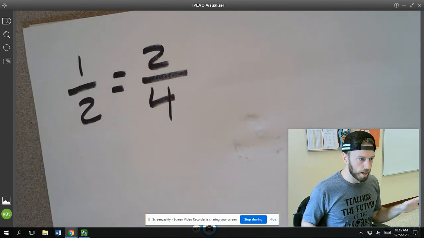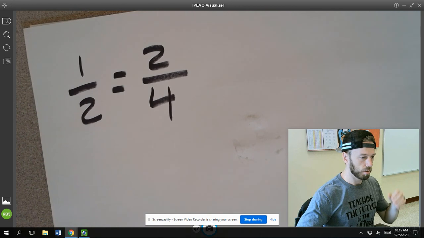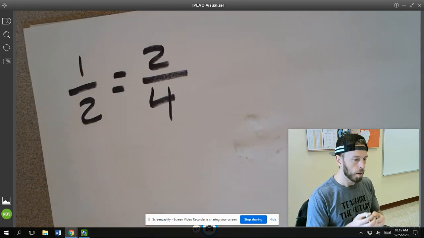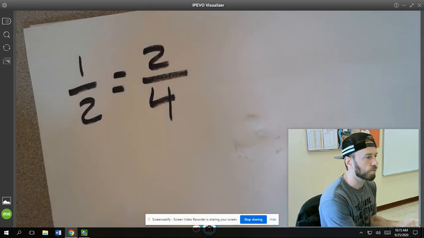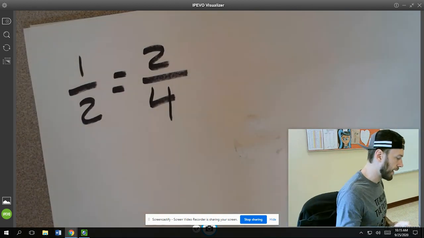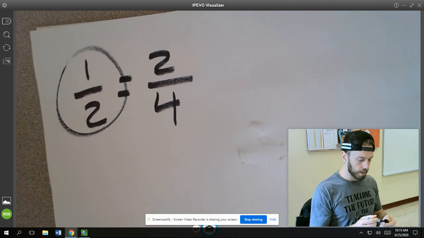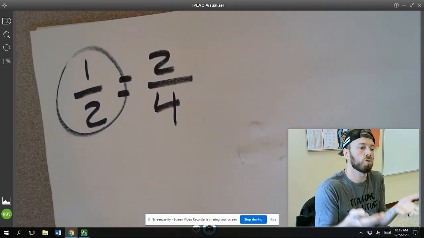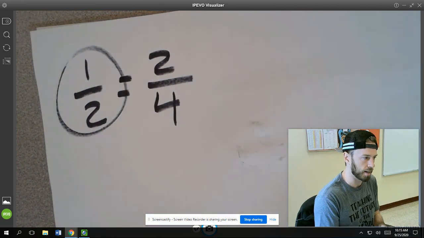Now that we've got that out of the way, fractions can be equivalent to each other. But if I were to ask you which of these fractions was easier or simpler, we would say it's this one over here. It's more simple because the numbers are smaller. They're a little bit easier to understand.